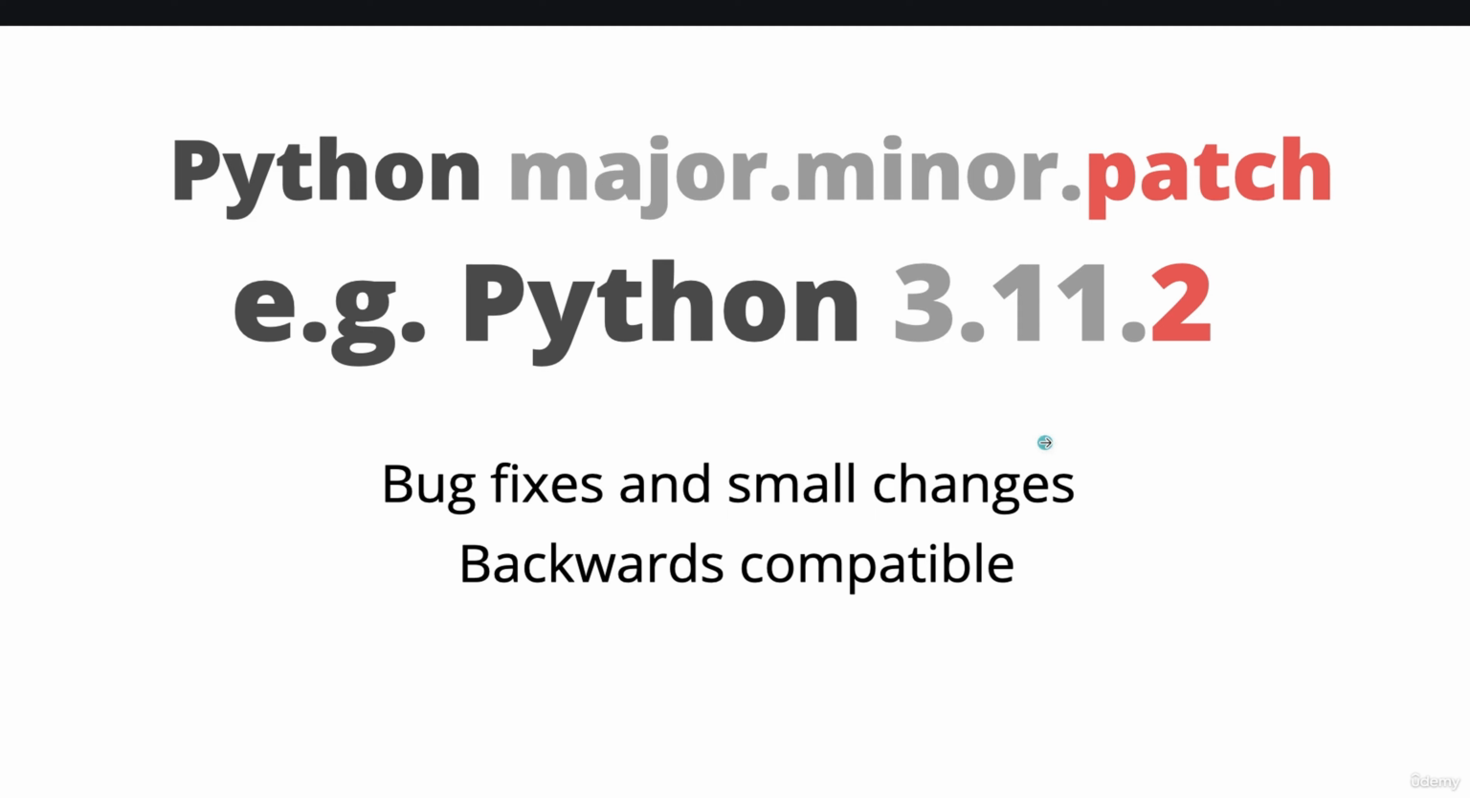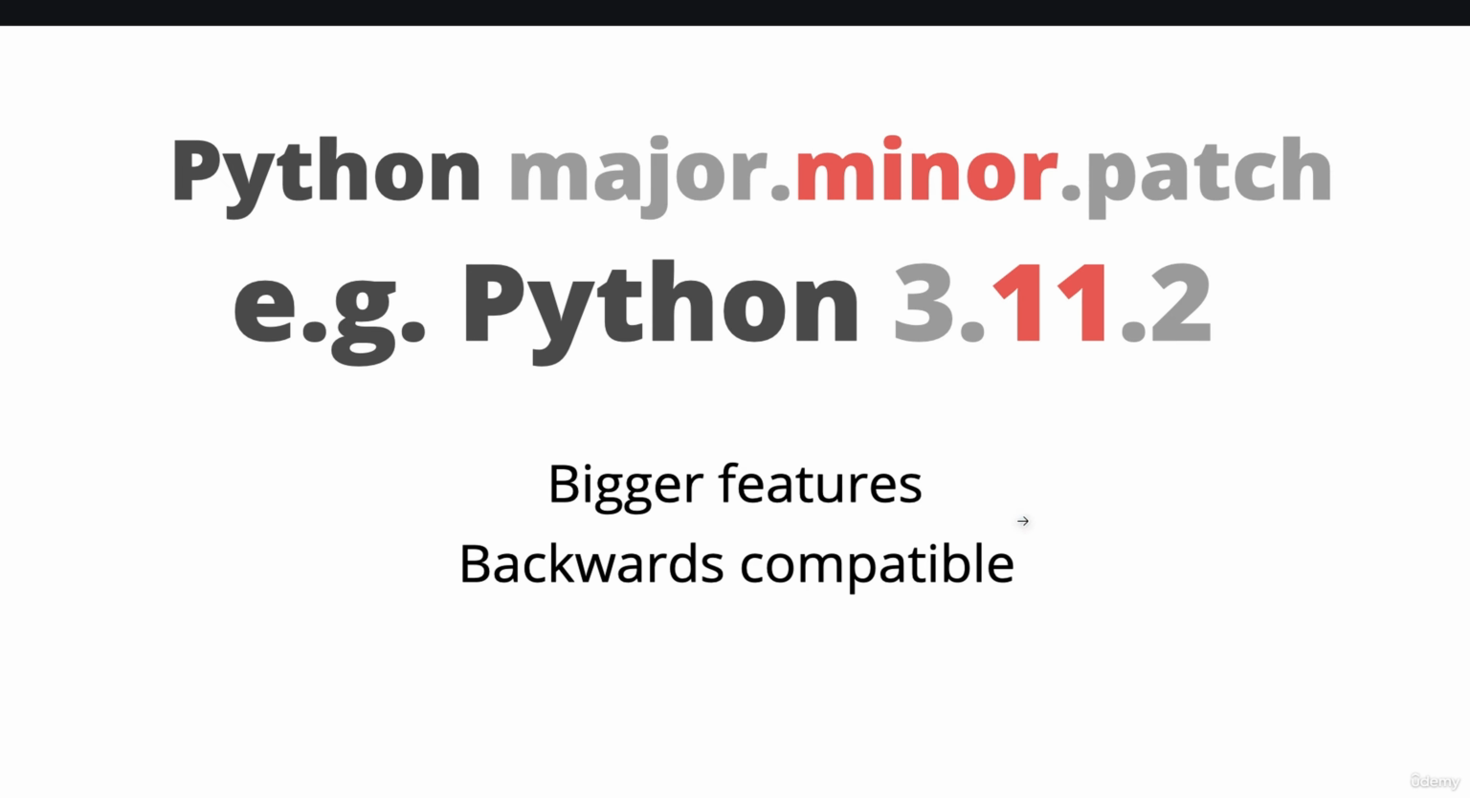For example, when we switch from 3.11.1 to 3.11.2, the Python developer team releases Python 3.11.2. And in that release, there are bug fixes and other small changes. Now, this release is backwards compatible, which I'll talk about in just a bit.